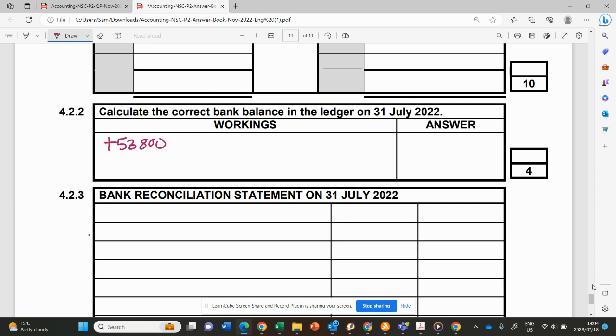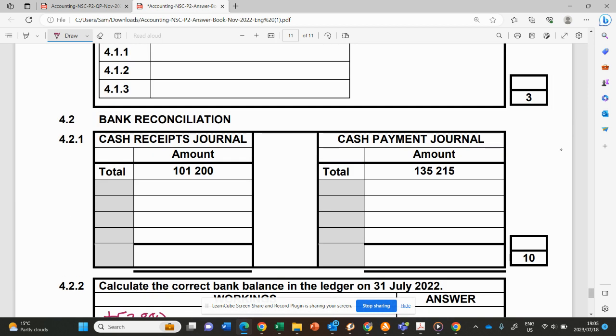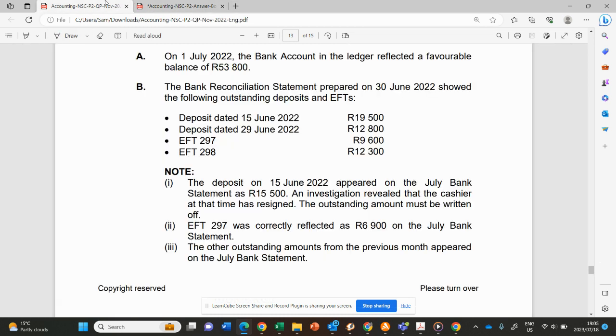Let's scroll that up. Oh, come on. Scroll up. Then okay, it's fine. We're going to say 4,000 on the CPJ. Then now we go forward.